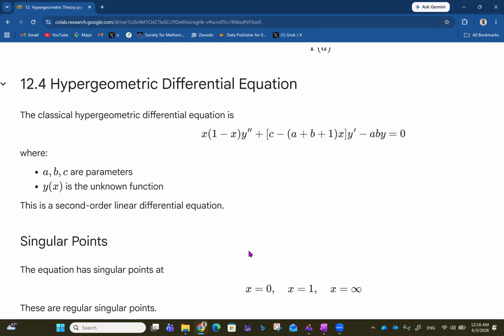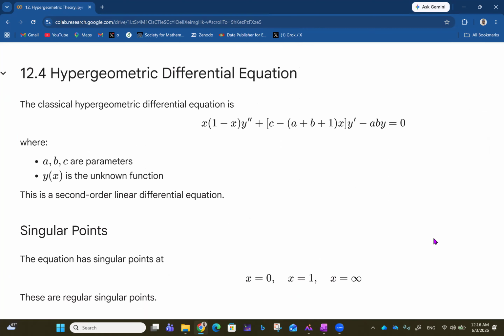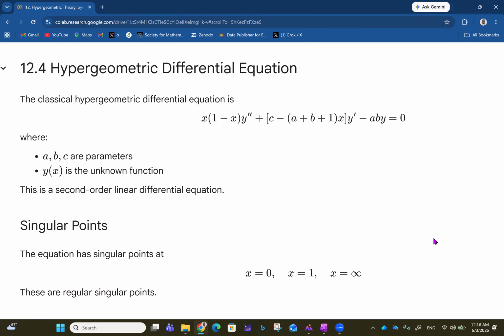Then let's go ahead and talk about the hypergeometric differential equation. The classical hypergeometric differential equation is x times (1 minus x) y double prime, so it's a second order differential equation, plus (c minus (a plus b plus 1) x) y prime minus a b y equals 0, where a, b, and c are the parameters here. y of x is the unknown function we are looking for.